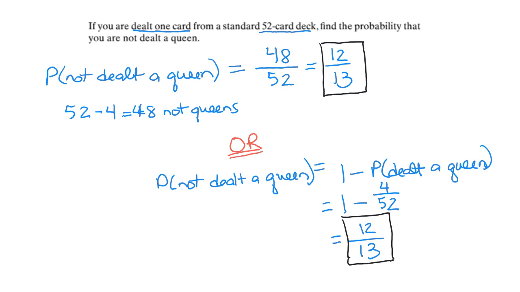So what you want to do is look at both of these options and see which one makes more sense to you. Some folks have an affinity to just subtract the 4 queens and find out how many cards are not queens and work with the first option. It is your choice.